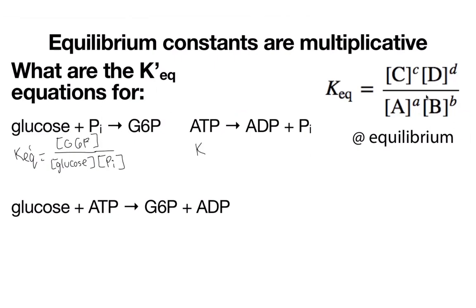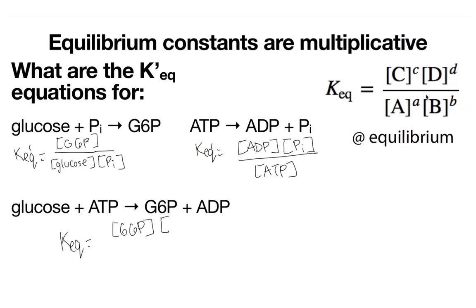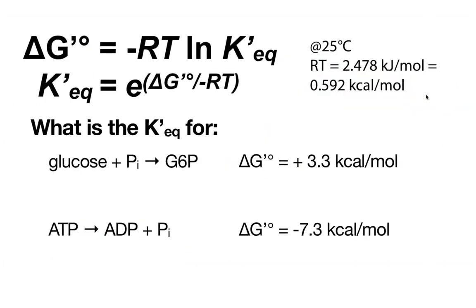And for the ATP, equals ADP, this is the one we've done over and over again earlier, times Pi over our ATP. And if we think about this overall reaction, what we would have is G6P times ADP over glucose times ATP. And remember that these are the concentrations at equilibrium. And so what is the KEQ for these various reactions?